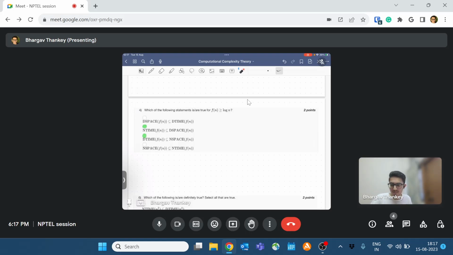So this NTIME is contained in DSPACE. Why so? For NTIME, we have a non-deterministic Turing machine deciding a string in time of the order of f(n). And even if the machine is deterministic and occupying space of the order of f(n), this deterministic Turing machine can take exponential time to execute, right?